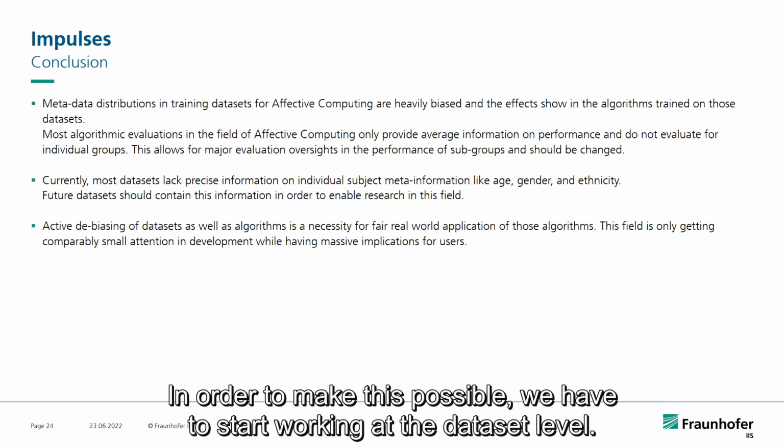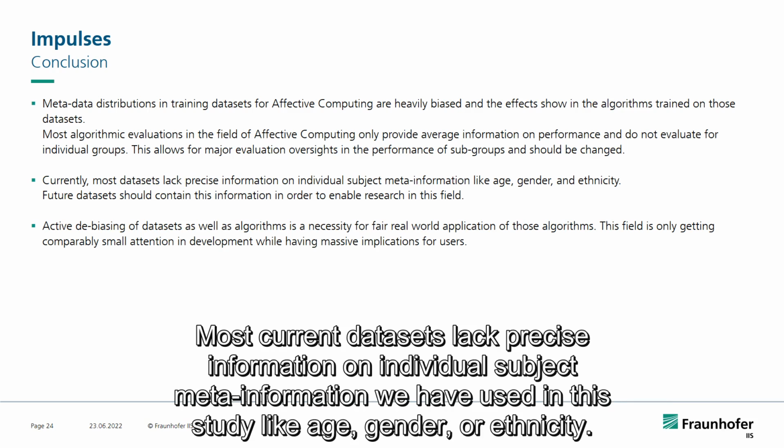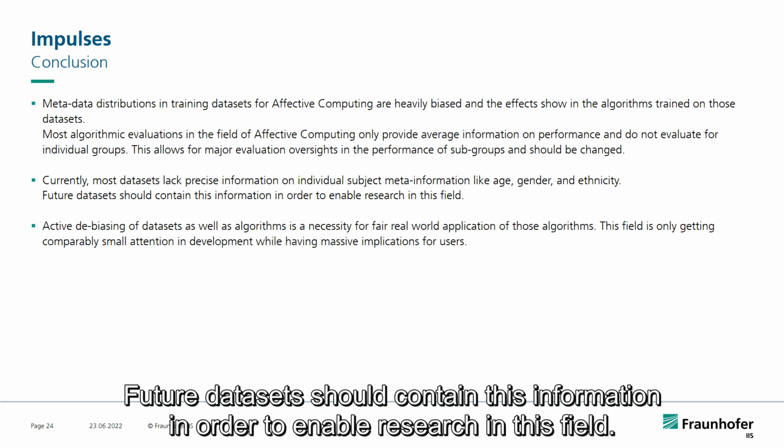In order to make this possible, we have to start working at the dataset level. Most current datasets lack precise information on individual subject meta-information we have used in the study, like age, gender, or ethnicity. Future datasets should contain this information in order to enable research in this field.